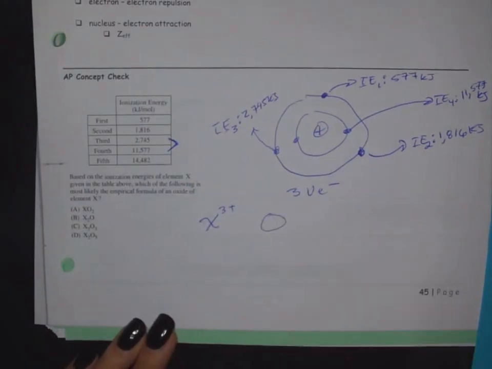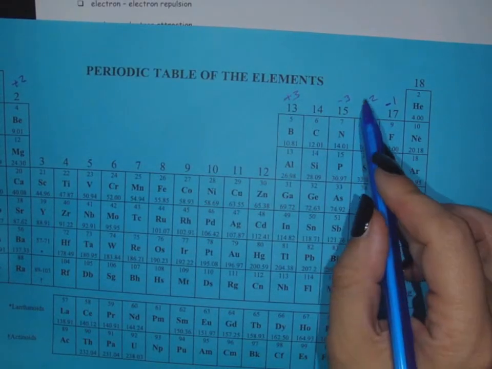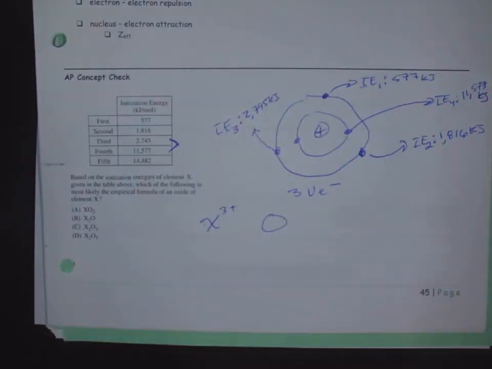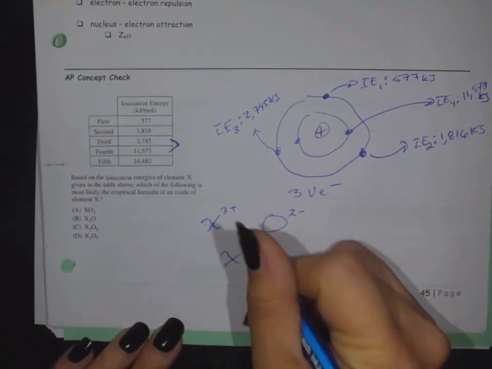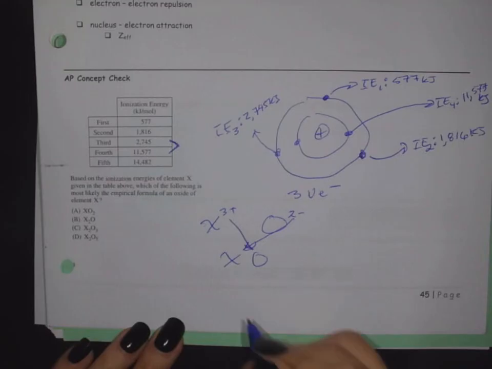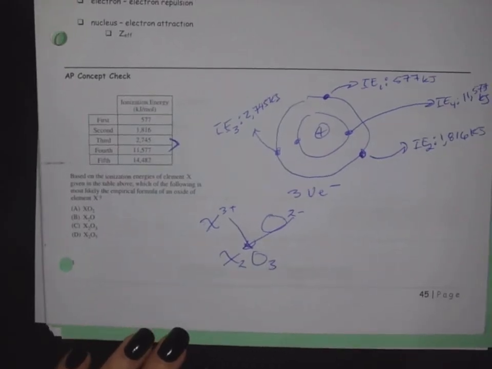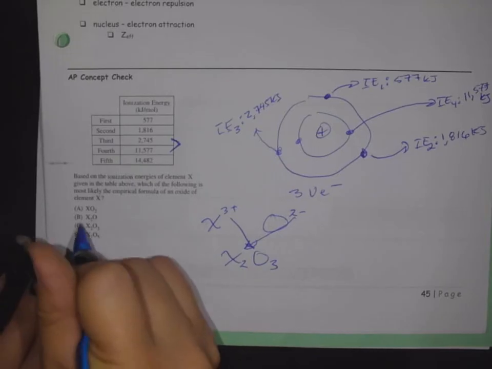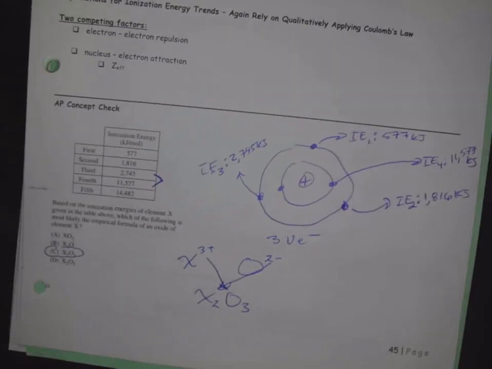Now, if it's ionically bonding to oxygen, oxygen forms ions with a -2 charge. And so to get the empirical formula, we crisscross the numbers for the subscripts: a 2 and then a 3. And so that's why the answer to this one is C. Okay. Good work, everyone. We'll keep practicing this in class.